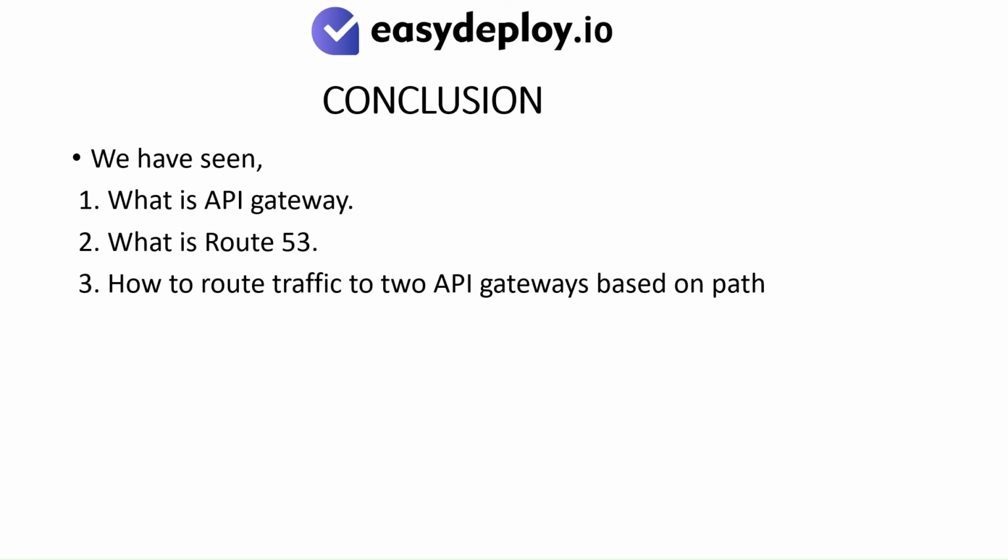Conclusion. We have seen what is API Gateway, what is Route 53, and how to route traffic to two API gateways based on path. Do you have any questions?